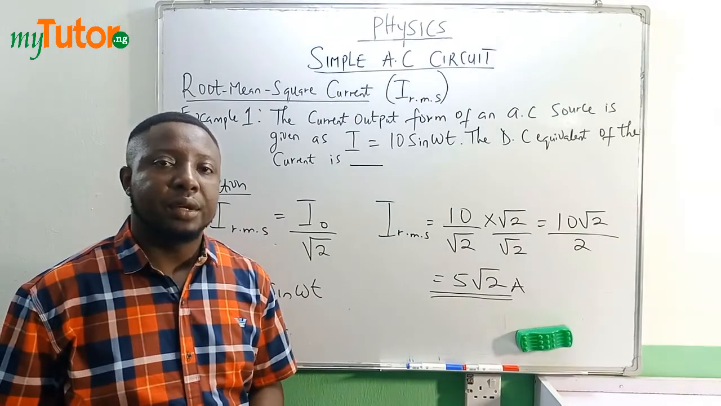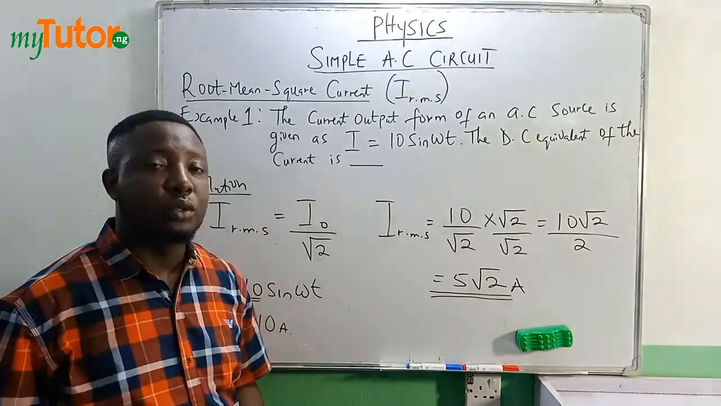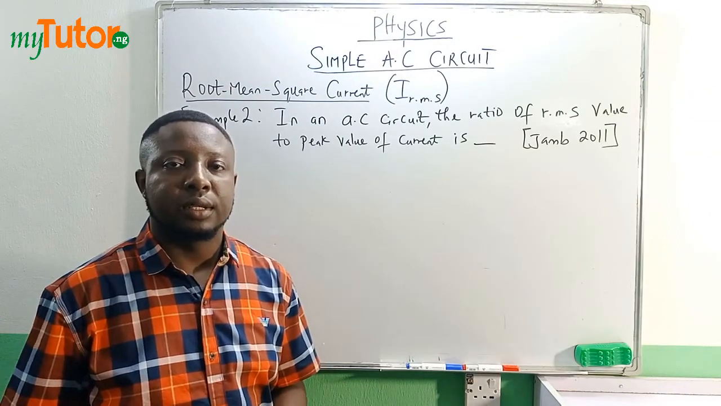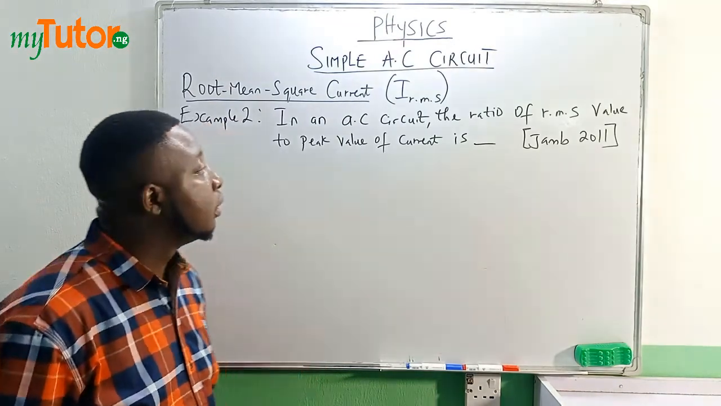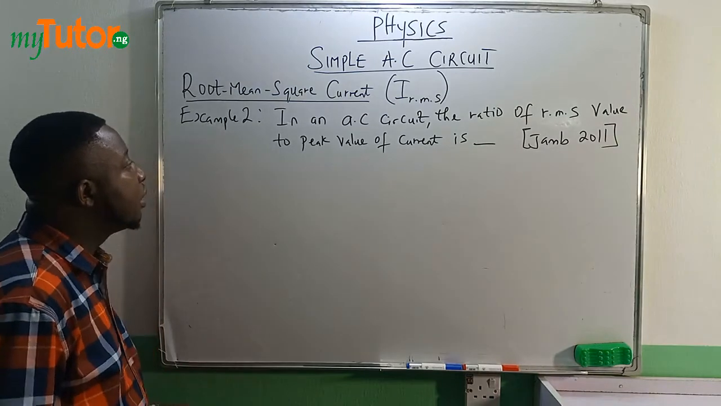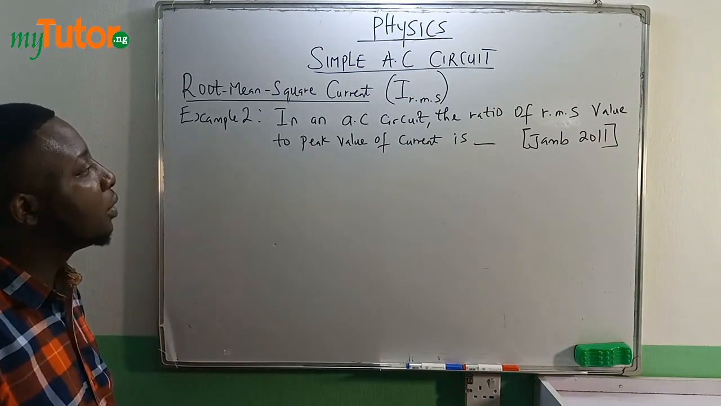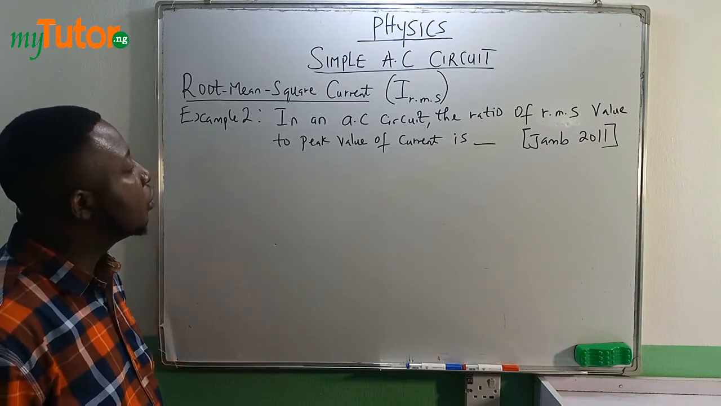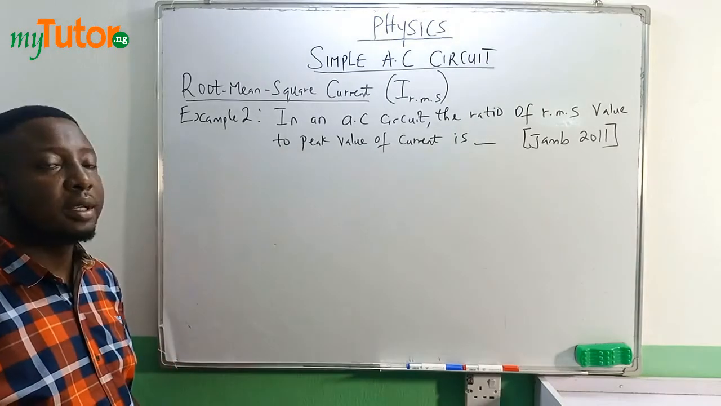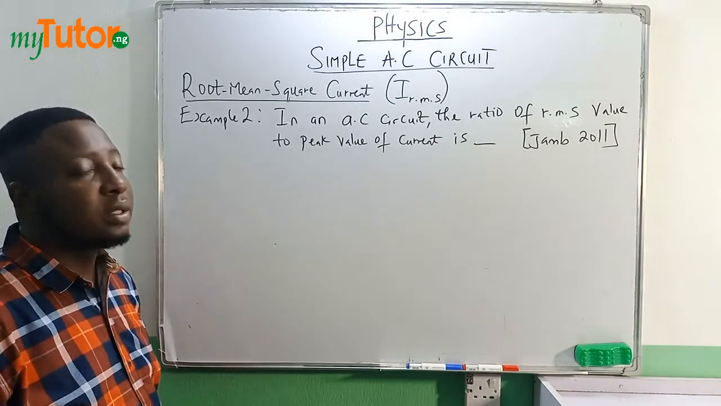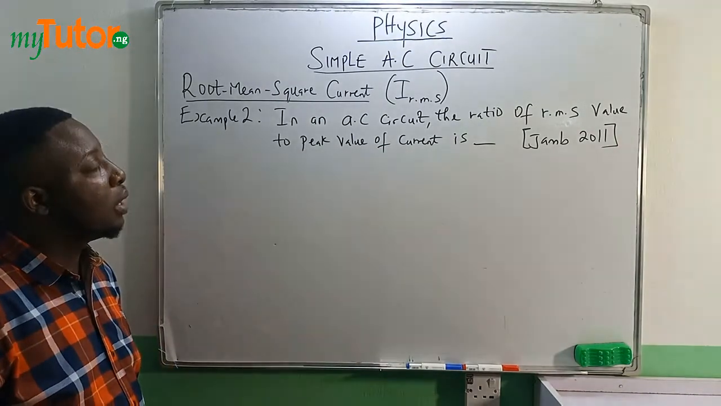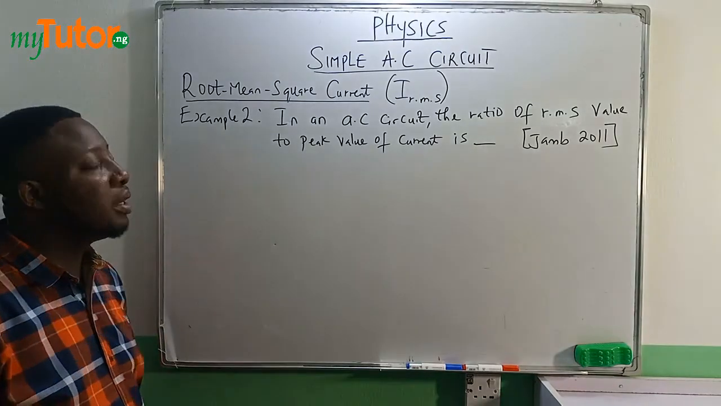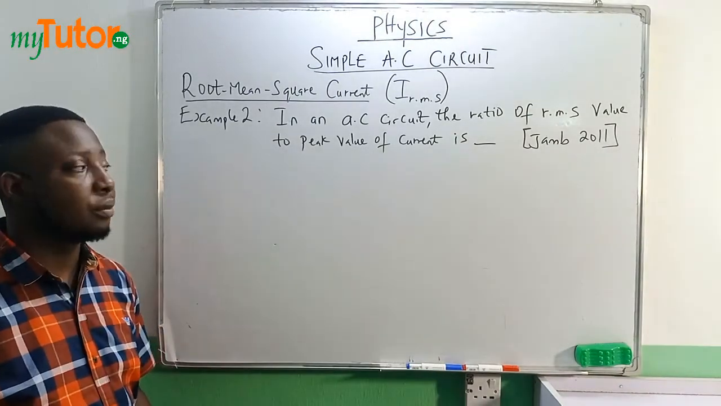So let's see another example on how to solve the root mean square current. So let's see the second example. In example 2, the question says, in an AC circuit, the ratio of RMS value to peak value of current is dash. So we're asked to find the ratio of the root mean square value to the peak value of the current.